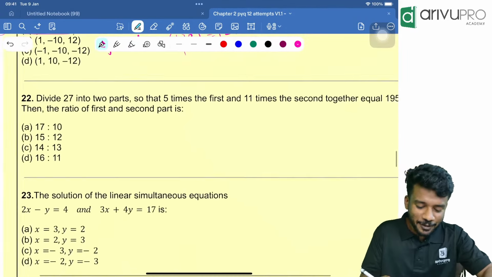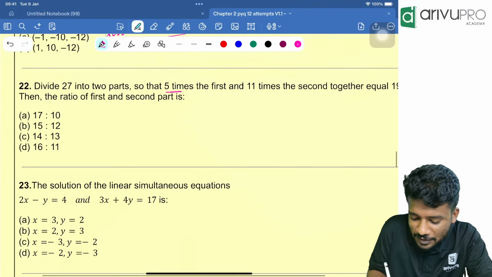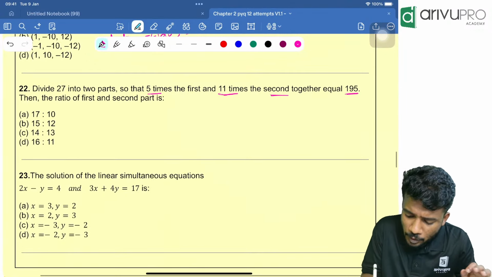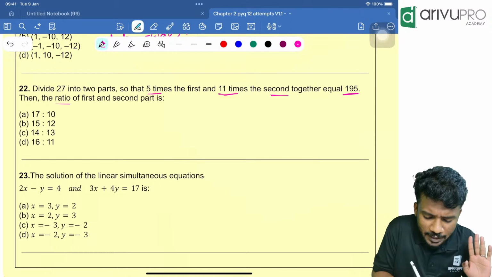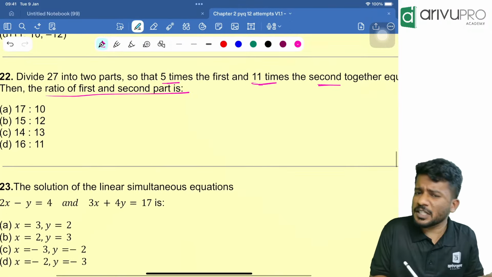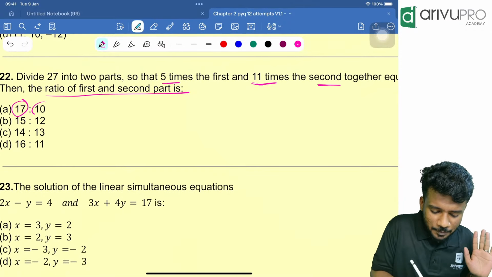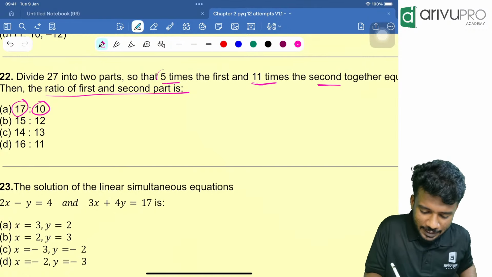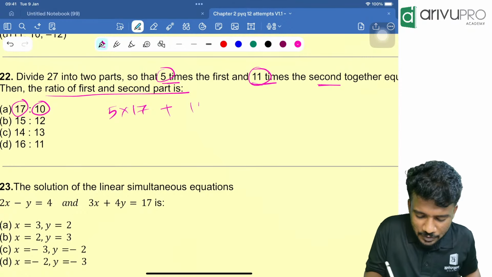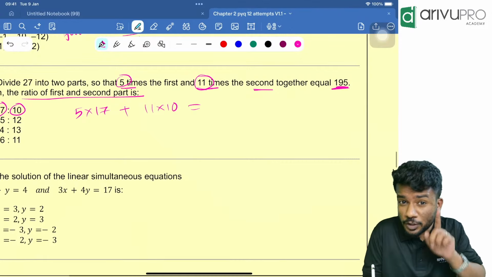Next question. Another easy question. Divide 27 into 2 parts so that 5 times the first part and 11 times the second together equal 195. The ratio of the first and second part is directly given. People, look here. The easiest way is option hitting. So assume this is the first part, this is the second part. Now 5 times the first part, 5 into 17, plus 11 times the second part, should be equal to 195.